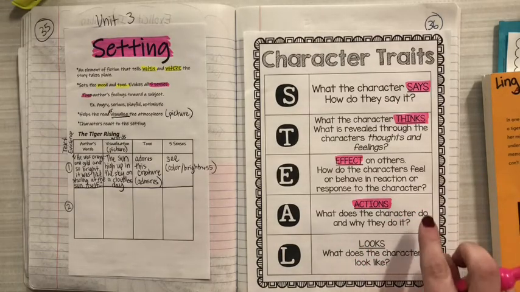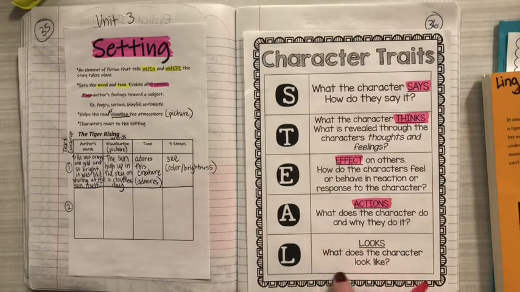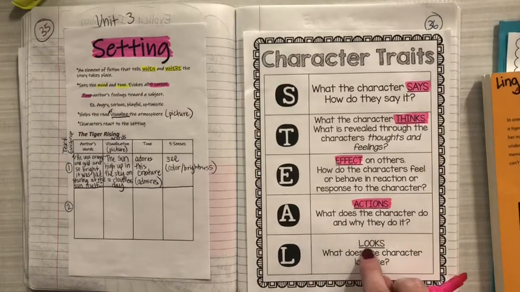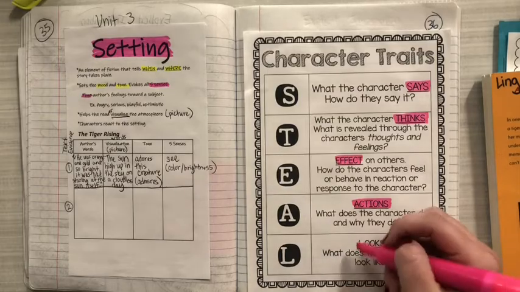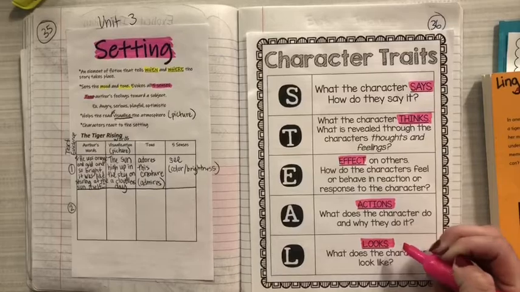So that's going to be important, the do and why, the explanation or the rationale behind it. And the last acronym is the L, which is looks. What does the character look like? So these are going to be talking more about our physical traits.